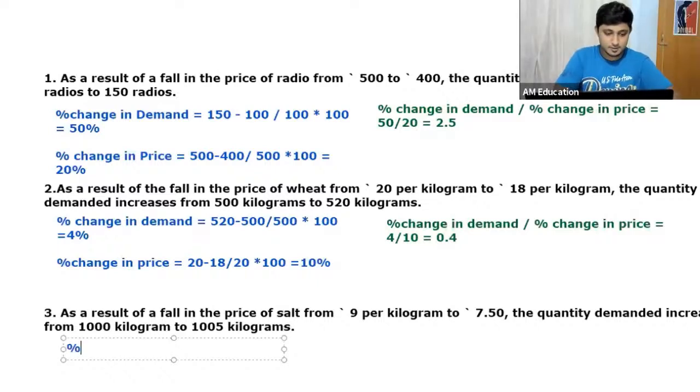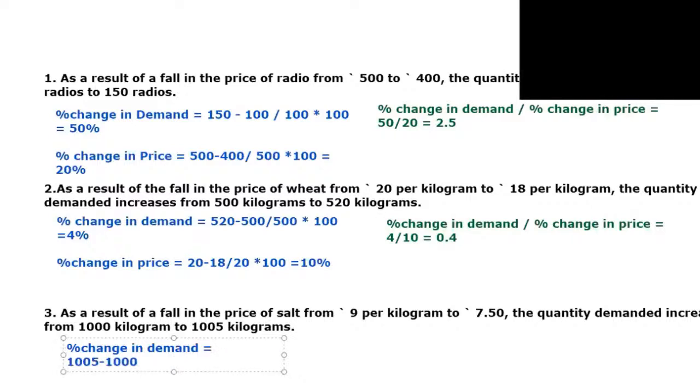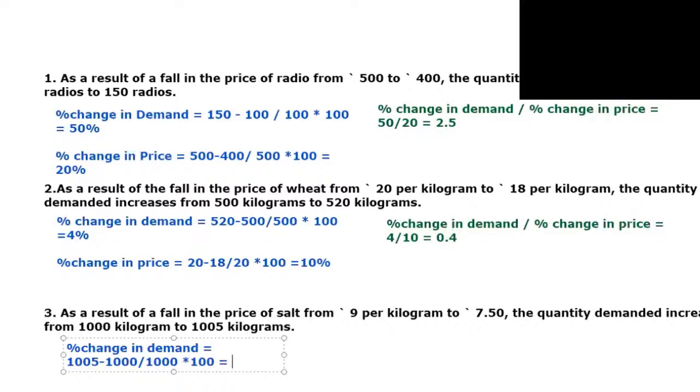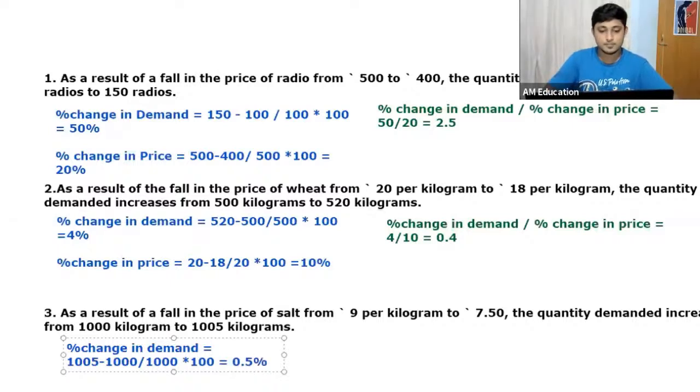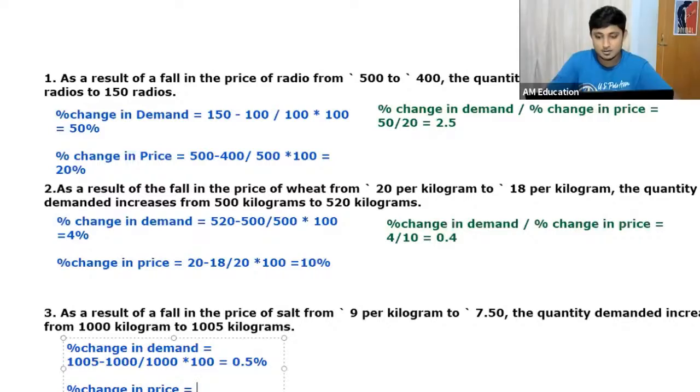How much is the percentage change in demand? As a result of a fall in the price of salt from 9 rupees per kilogram to 7.5 per kilogram, the quantity demanded increases from 1000 kilograms to 1005 kilograms. So how much is the percentage change? 0.5 percent. Then what is the percentage change in price?